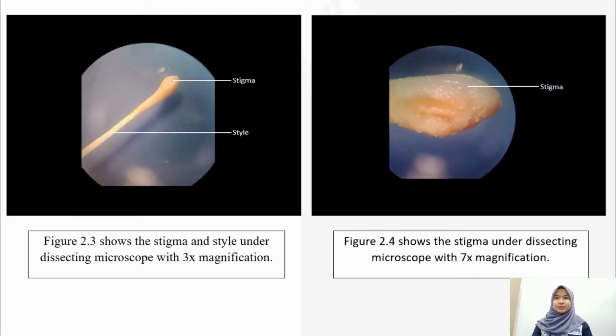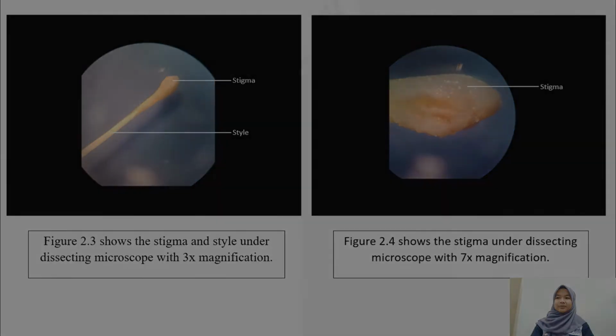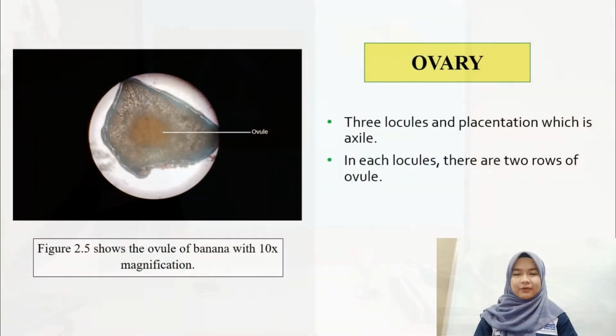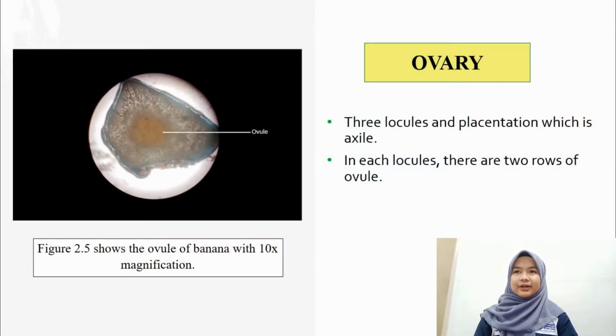This is the closer look of the stigma. You can see the sticky substance at the knob of stigma. Second is ovary. For the banana ovary has 3 locules and the placentation is axial. But on the slide we can't see clearly because the slide is already oxidized.